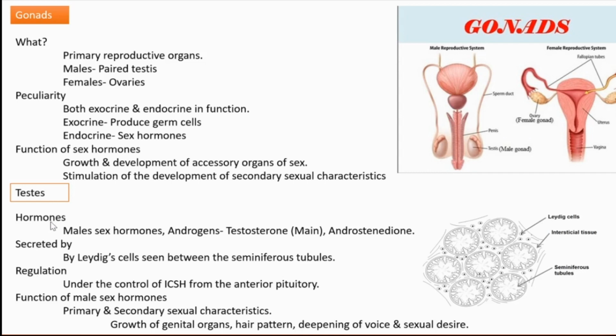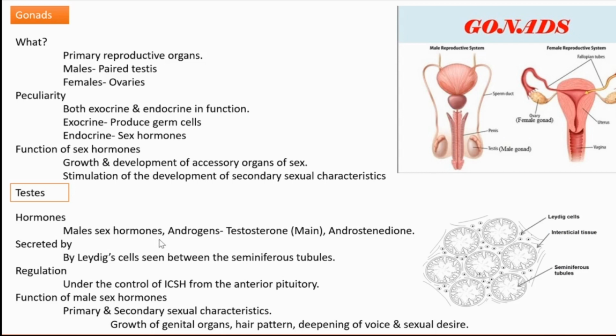The hormones secreted from testis are called male sex hormones. Male sex hormones have another collective name, androgens. And which are the androgens? Two androgens are secreted in the male's body. Testosterone is the main androgen, the major type of androgen secreted in the body of male. And another minor type of androgen also there, that is androstenedione. These are the two androgens secreted in the body of male as sex hormones.